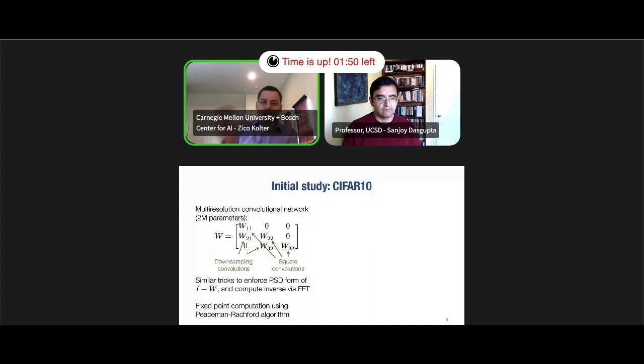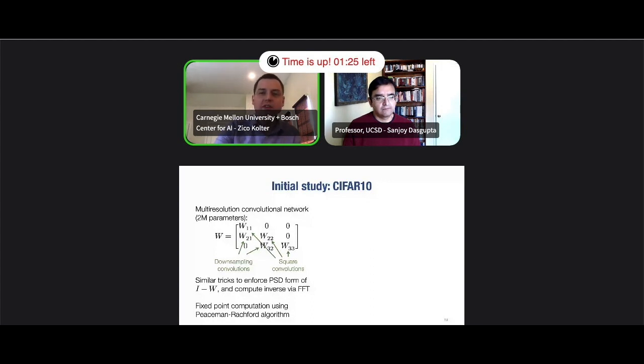With this form, it gets a bit trickier to enforce things like the PSD form of I minus W, but you can do it, and you can also compute their inverses via the FFT. Again, it's a little trickier because it involves combining those strided matrices and normal ones, but it actually is quite doable. And we do, in fact, do that, and we compute all our fixed point computation via Peaceman-Rachford, and so that's how we compute these fixed points.